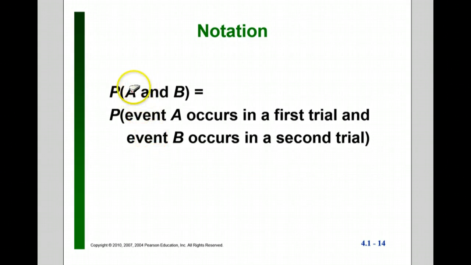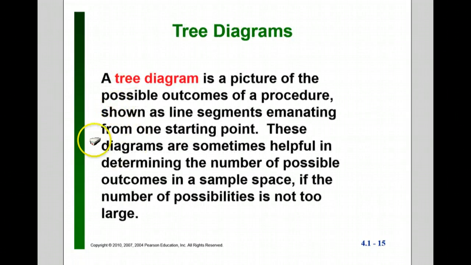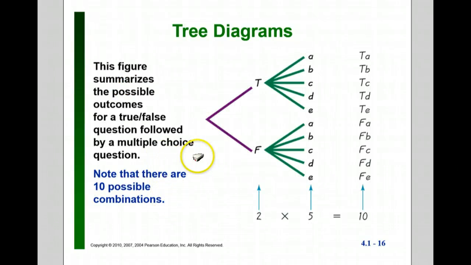So what we have to be wary of and be careful about is, does event A cause event B to change, affect its probability? And if it does, we have to make sure to make that adjustment when we compute these. Alright, now to illustrate this idea, I'm going to show you what we call a tree diagram. A tree diagram is basically a way to come up with the sample space. So let's do a tree diagram for a true-false question followed by a five choice multiple choice question.